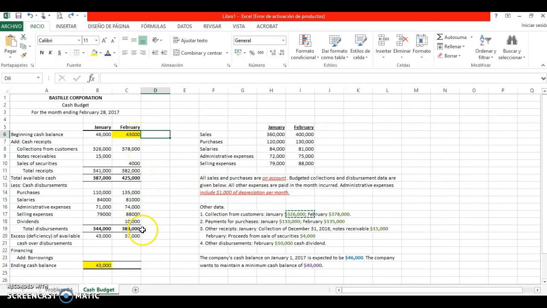The same totals are calculated. However, $37,000 is the amount of money that we have available, and since they want $40,000, we're going to subtract $37,000 from $40,000, and we get $3,000 that we need to borrow in order to complete the $40,000 that they want to keep in cash. And that's it.